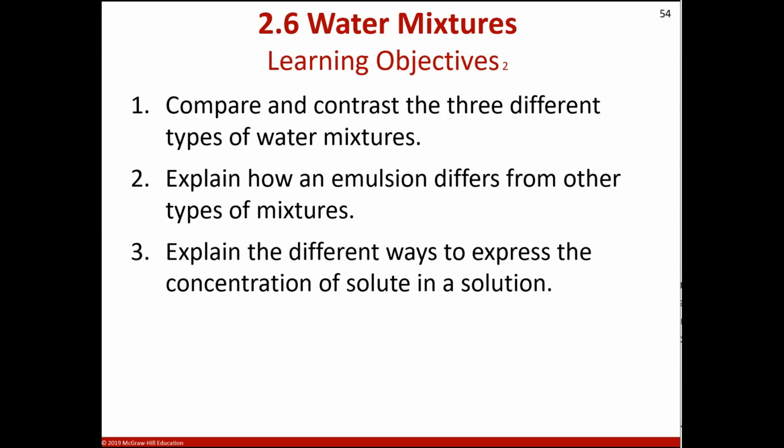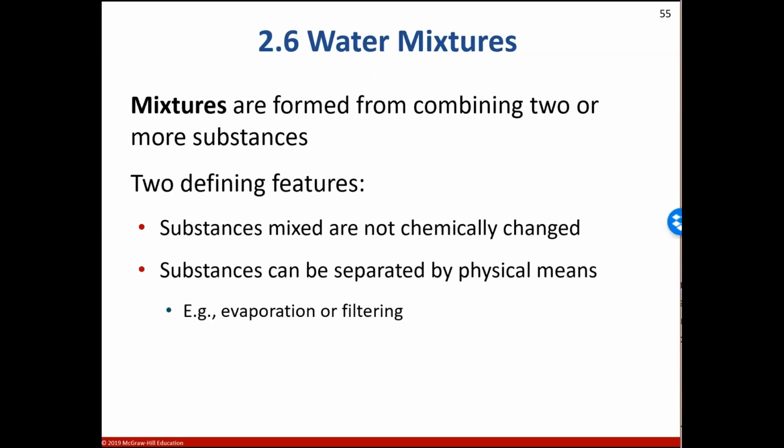And our last section in Chapter 2 will be Section 2.6, where we discuss water mixtures. Mixtures are going to be formed by combining two or more substances. There are two defining features. We have substances mixed that are not chemically changed, and substances that can be separated by physical means, such as doing things like evaporation or filtering.